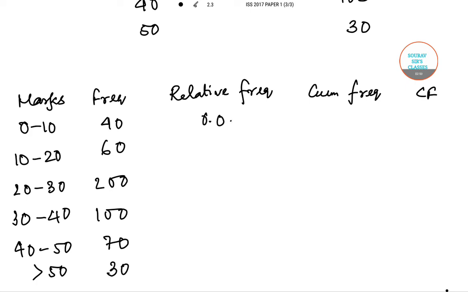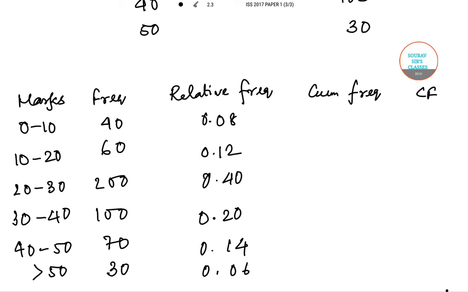this will be 0.08, this will be 0.12, this is 0.40, 0.20, 0.14, 0.06. You might be wondering how I derived this relative frequency. It's nothing but frequency by total number of the candidates. That is, for 0 to 10, you can take frequency 40 and you have to divide it by total number of candidates, that is 500. Then again you will have to do it for 60, 200, 500, 70 and 30.